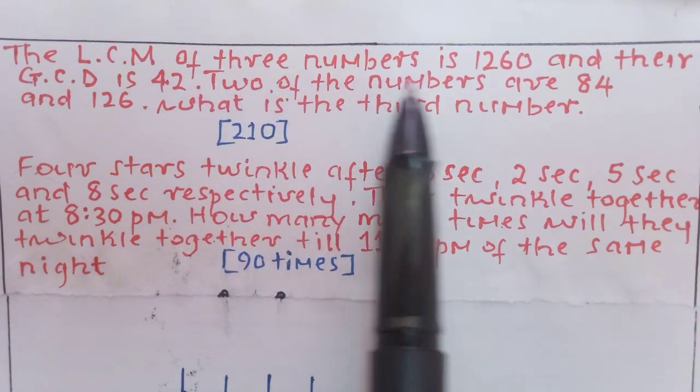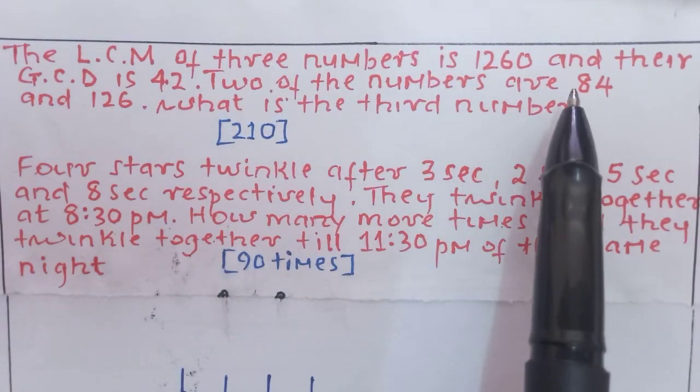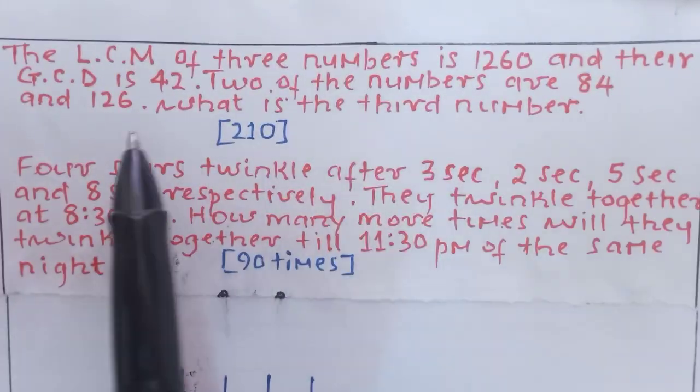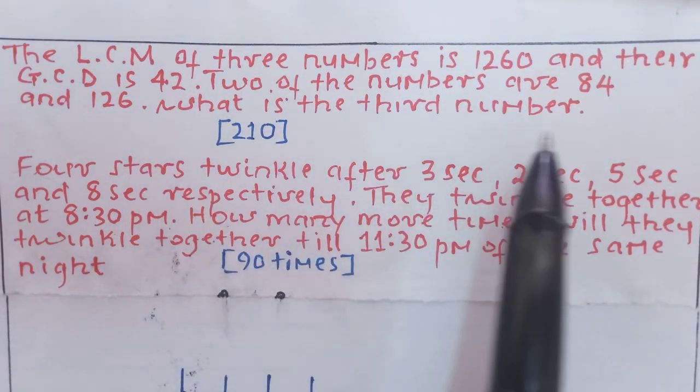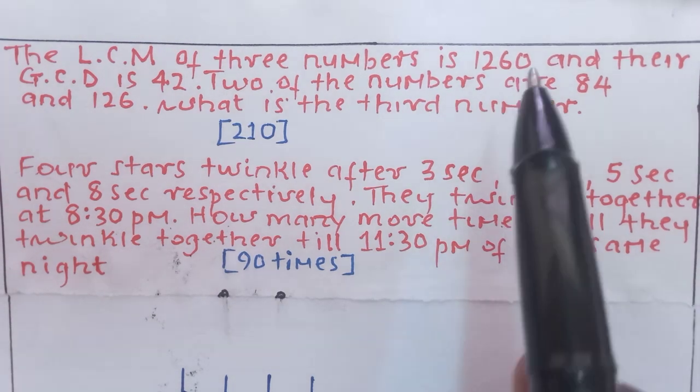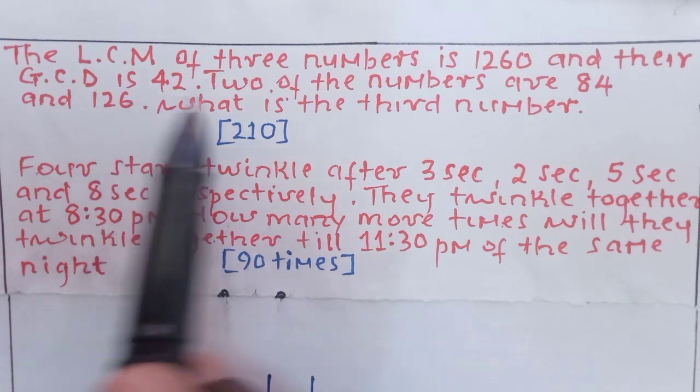The LCM of three numbers is 1260 and their GCD is 42. Two of the numbers are 84 and 126. What is the third number? So the first thing we do is we look for the factors of 1260 and 42.